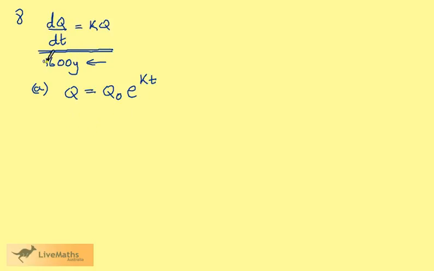The half-life is 1,600 years. So it follows that Q will be equal to a half of Q naught when t equals 1,600. That gives us that e^(1600k) is equal to 0.5.